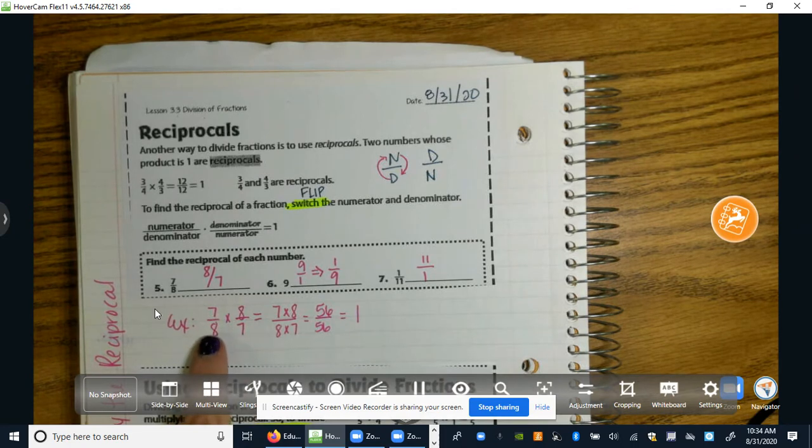So my example here is 7/8 times 8/7. I get 56 over 56, which reduces to 1. So 7/8 and 8/7 are reciprocals of each other.